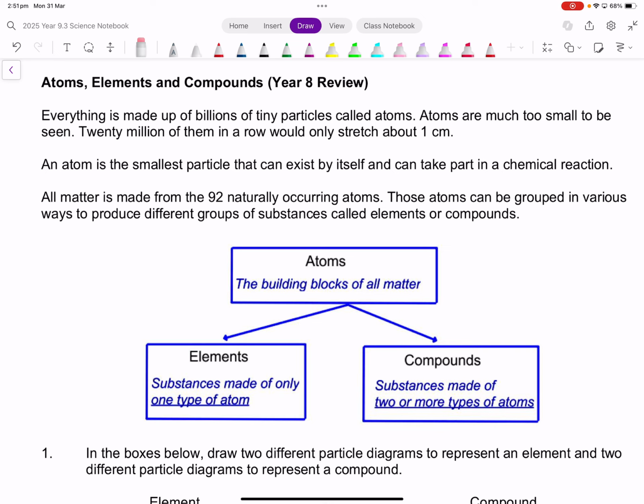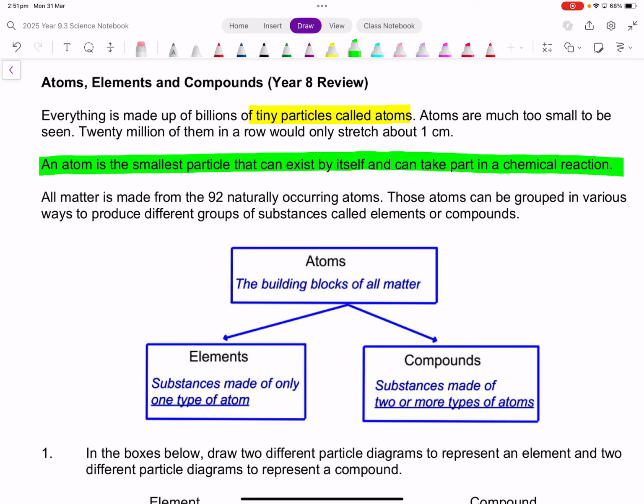So to start us off, everything is made up of billions of these tiny little particles called atoms. So the bit I like to highlight there is that tiny particles are atoms. But that's not our definition of atom. You'll notice on page 4 of your booklet right up the top, it has a definition box. And what I'm going to get you to write for your definition of an atom is this, in green. An atom is the smallest particle that can exist by itself and can take part in a chemical reaction.